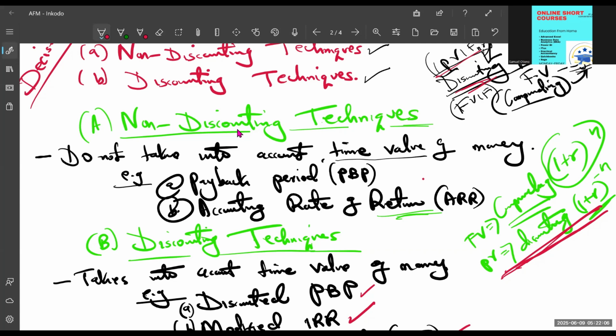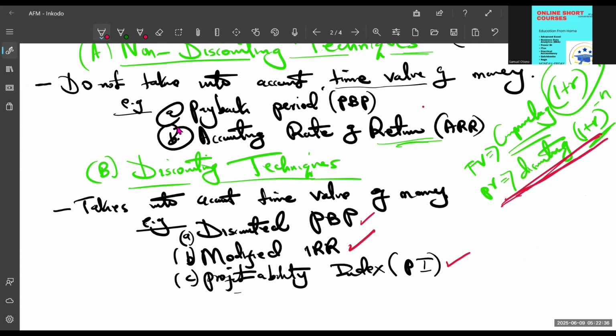We gave a difference between non-discounting and discounting techniques, and the major difference, as we discussed, is time value of money, where we said that discounting techniques take care of time value of money, the time period when the cash flows are being realized, but non-discounting techniques do not take care of time value of money. It ignores. But we know as finance analysts that time affects value of money.